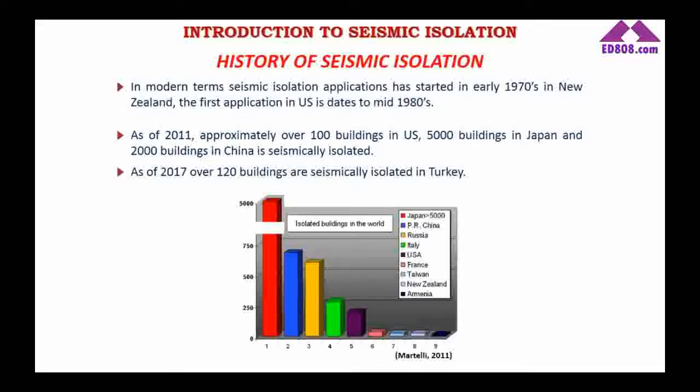These numbers are old numbers. They should be updated. As of 2017, for example, here in the chart there is no Turkey, but there are 120 buildings in Turkey as of 2017. And these buildings are quite different from the buildings in Japan. They are large buildings. I will show you some examples of these as well.